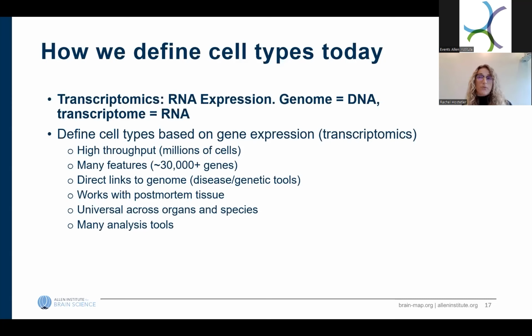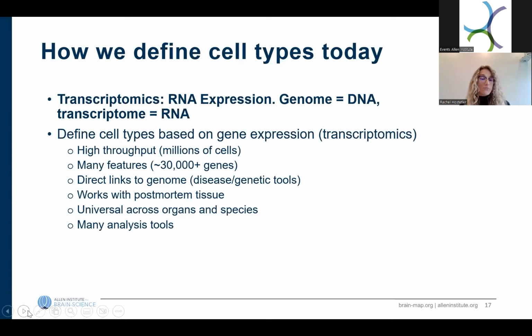Well, it's very high throughput. In these experiments, we can analyze millions of cells. We can also analyze many different features of cells. So in the previous immunohistochemistry experiments that I showed you, there were maybe 4 or 5 different molecular markers that were used. And through immunohistochemistry, you're limited by the types of antibodies you have, the species of the antibodies, and the different fluorophores that you're using. But with transcriptomics, you can analyze over 30,000 genes at the same time.